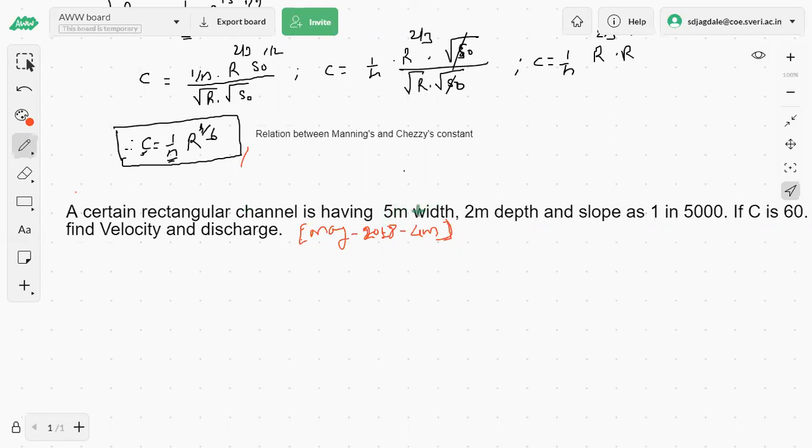Base width as 5 meters and flow depth as 2 meters with bed slope as 1 in 5000, means for one vertical, 5000 horizontal. Here C, that is Chezy's constant, is 60. Find the velocity and discharge for this particular channel condition.